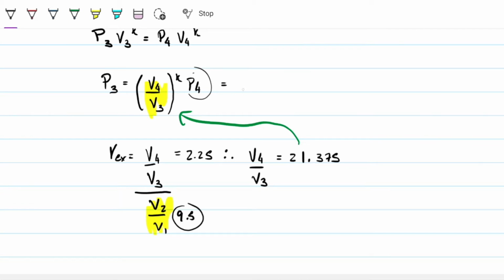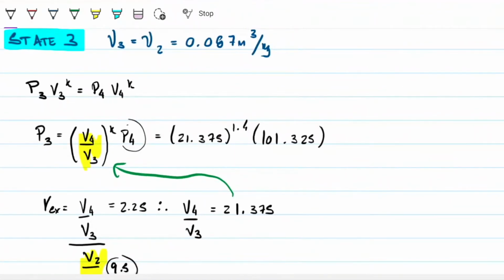Then we can use this over here. So this becomes 21.375 to the 1.4, and my pressure we already know is 1 atmosphere. Note that we could have found V4 first if we wanted to, or V3, it doesn't matter, because we need either the P from this one to find this P, or the V from this one to find V4. Either way works. So what is it rendered?